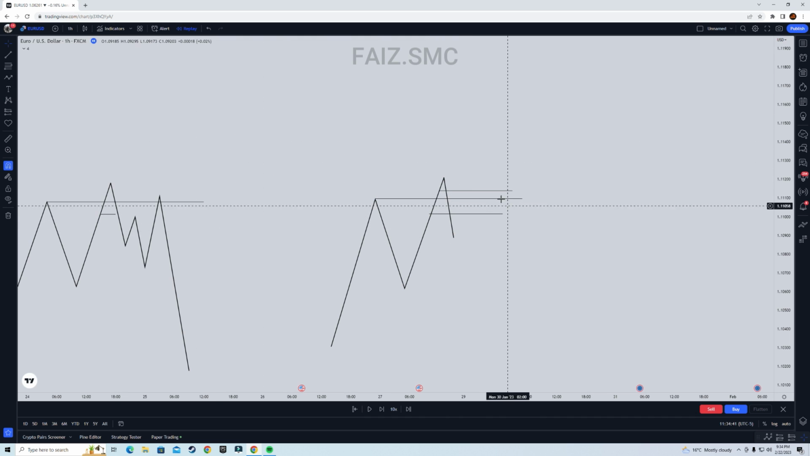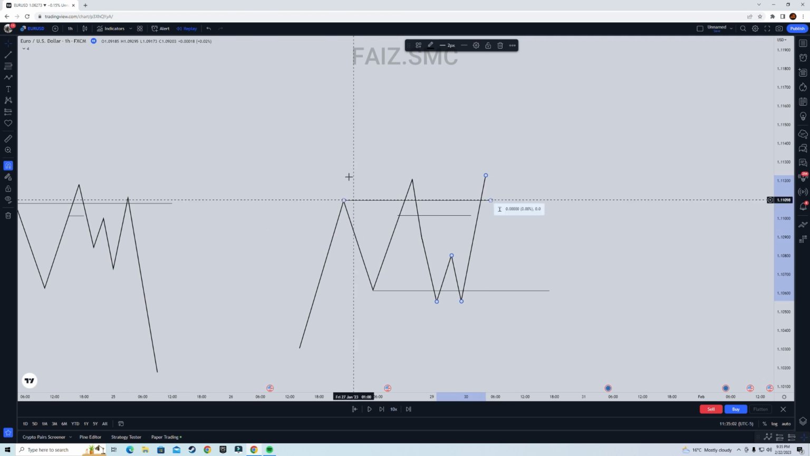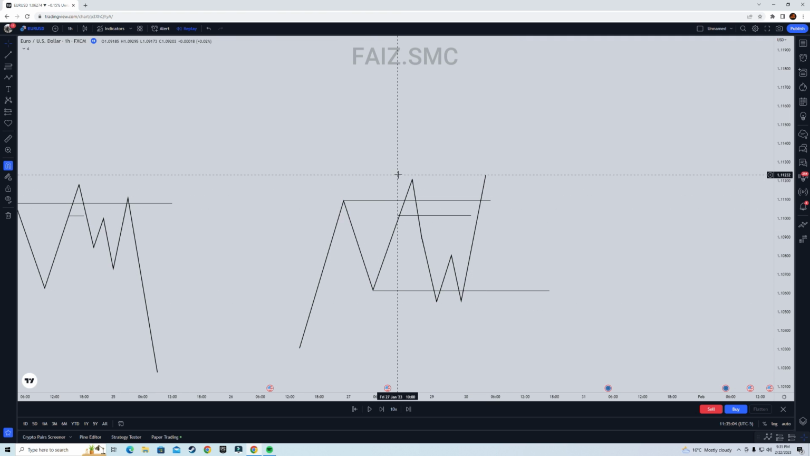Similarly, ABCD is when you have A, B, C, and then you have D. The D leg takes out the low of the B leg. So you have A, B, C, D. Once you have that, you look for a shift in market structure, and you take your entry and boom. So this is ABC and this is ABCD. Same goes for long setups.